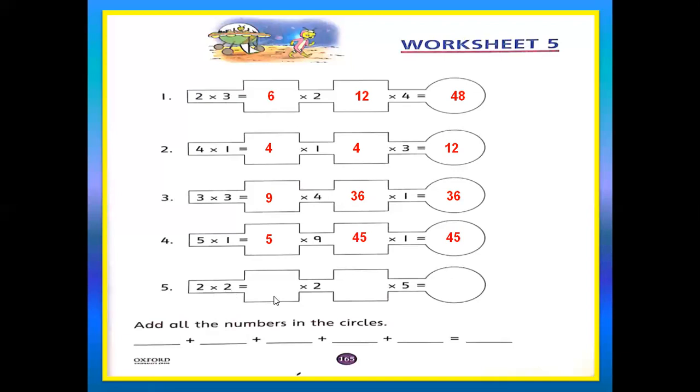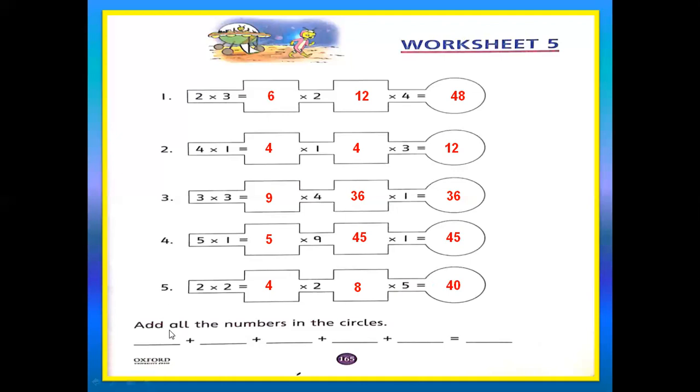Number 5, 2 multiply 2, 4. And 4 multiply 2, 8. Read table of 2. 2 ones are 2, 2 twos are 4, 2 threes are 6, 2 fours are 8. And 8 multiply 5. What is the answer? Read table of 5. 5 ones are 5, 5 twos are 10, 5 threes are 15, 5 fours are 20, 5 fives are 25, 5 sixes are 30, 5 sevens are 35, 5 eights are 40.